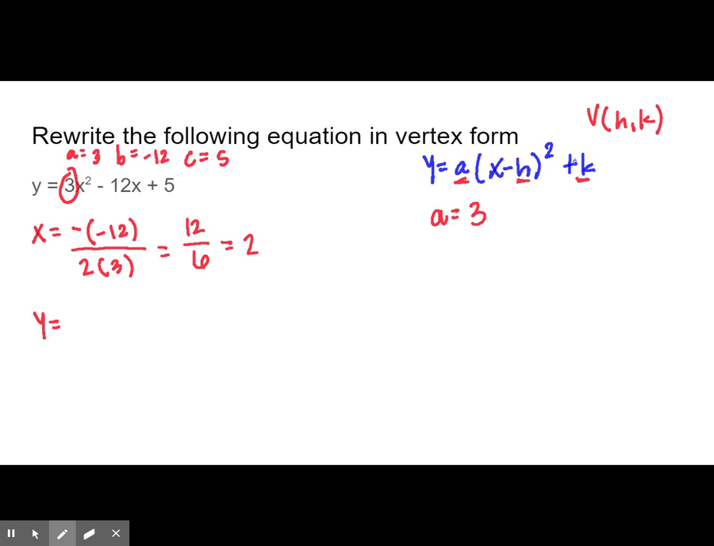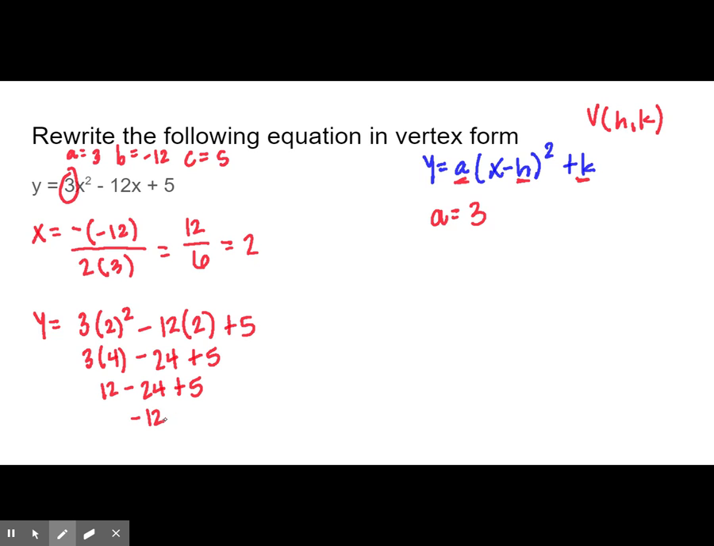So to find the k or the y value of the vertex, we have to now plug in this x value to our original equation. So we have 3 times 2 squared minus 12 times 2 plus 5. Order of operations, the exponent is first, so 2 squared is 4. Negative 12 times 2 is negative 24 plus 5. 3 times 4 is 12. 12 minus 24 is negative 12, plus 5 gives us negative 7.